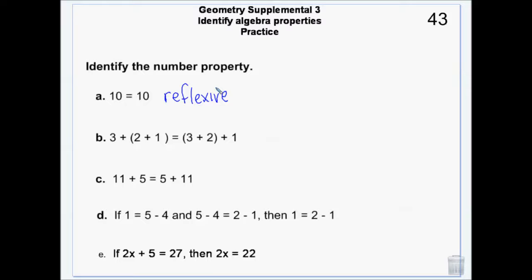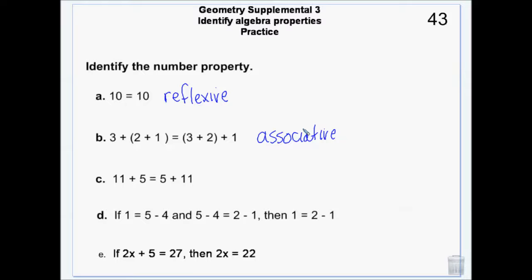Right. On B, I look at this. Everything's in the same order. The only thing that changed was the parentheses moved. If the parentheses moved and that's all it was, it's associative. Now sometimes the parentheses might move, but it changes the order. So you would have in parentheses still 2 plus 1 out front and then plus 3. That was an order change. So that would have been commutative. So if the order of the numbers is the same and just the parentheses moved, that's associative.